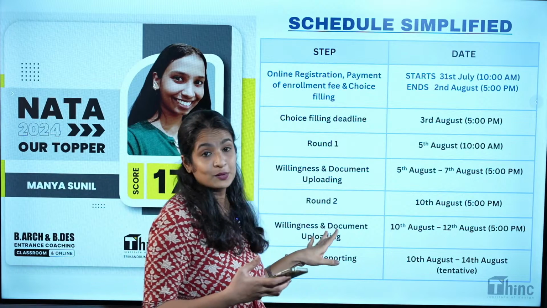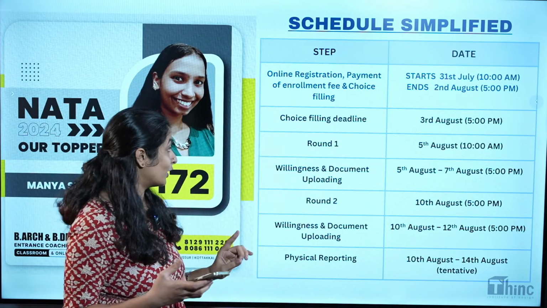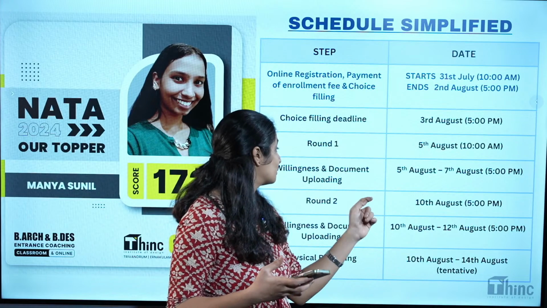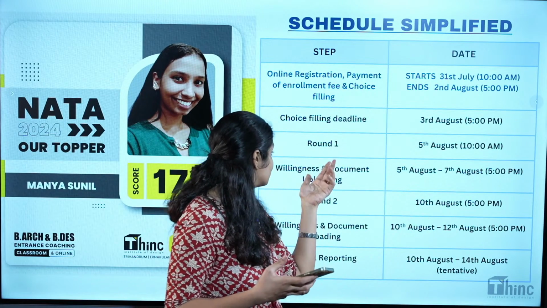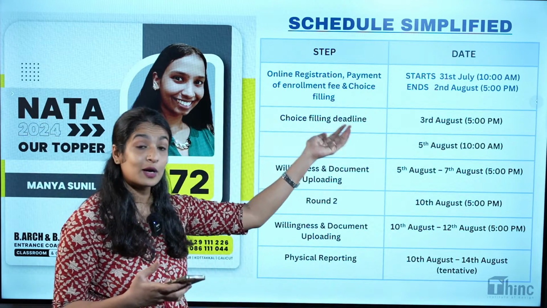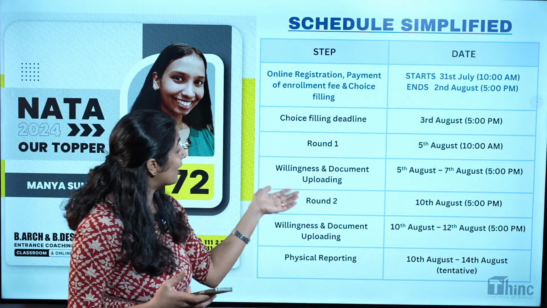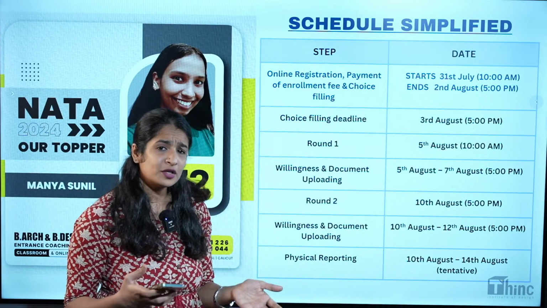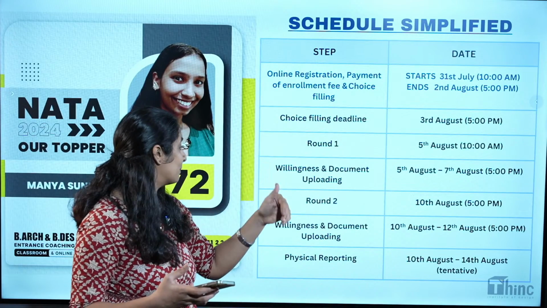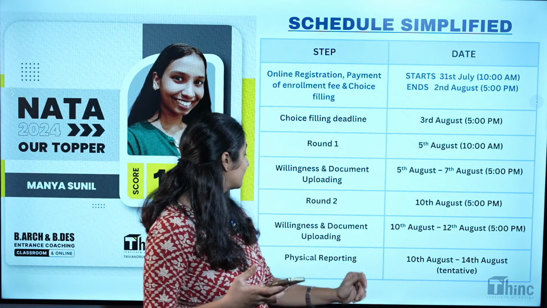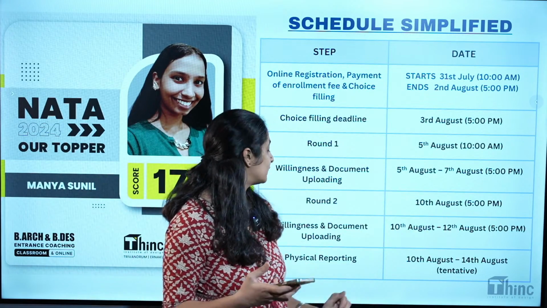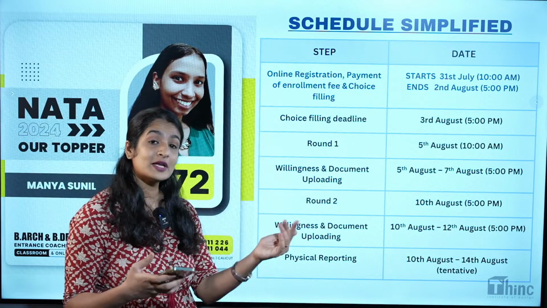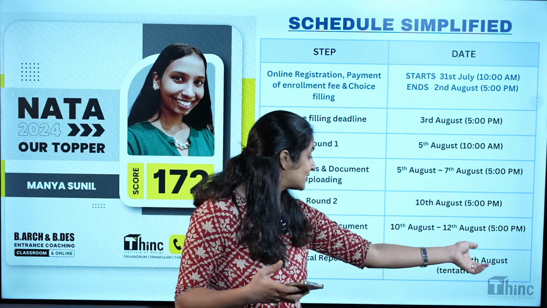There are 2 rounds in the CSAB allotments. Round 1 happens from 5th August. Then after the round 1 allotments are out, you have to give the willingness and upload the documents, similar to what you did in JOSAA. Round 2 happens similarly on 10th August, with willingness by 12th August, and then physical reporting, that is, you have to report at the institute that you are allotted, on these tentative dates.